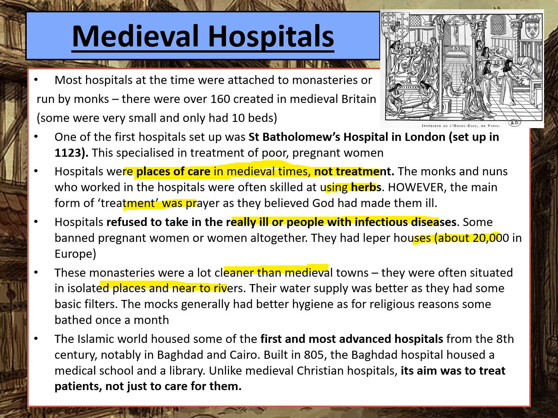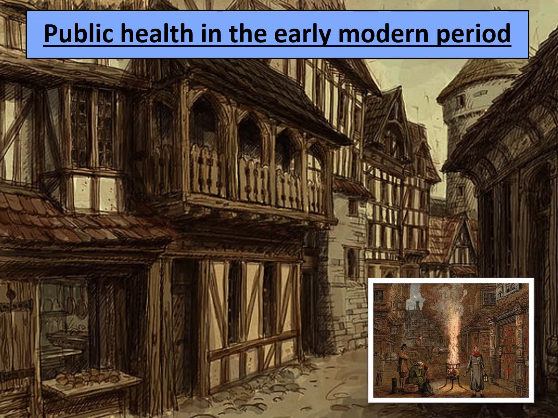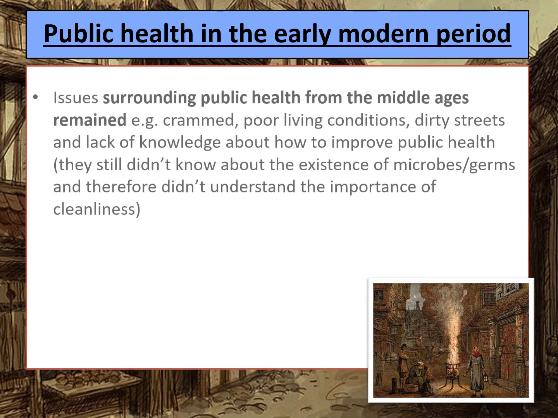It's only in some of these Arab hospitals that they believed in actually treating them, because they believed in more rational causes of disease rather than just believing that, for instance, God was punishing people for their sins. So we've now got to the end of the medieval period. If you want to pause it and make some notes, this would be a good time to do so. Moving on to the early modern period.